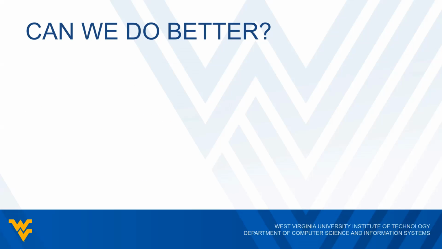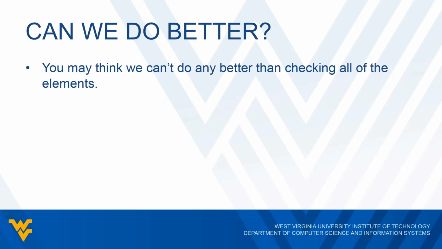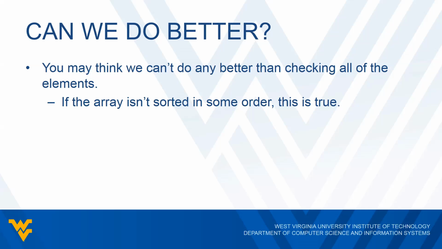The question we should ask ourselves is, can we do better than sequential search? You may think that the answer to that is no, that we have to check all the elements to see if it's there, right? Well, it's not necessarily true. Now, if the array isn't sorted in some order, then yeah, we can't do any better. If they're all jumbled up, we're going to have to check all the array elements to see if our key is there. Now, if the array is sorted, we can do better.